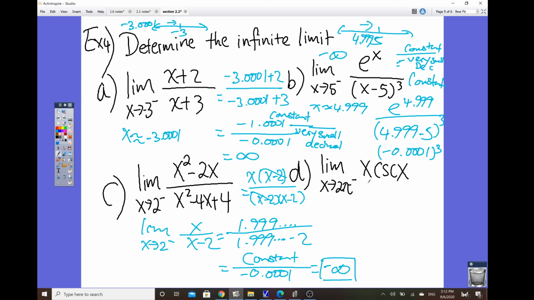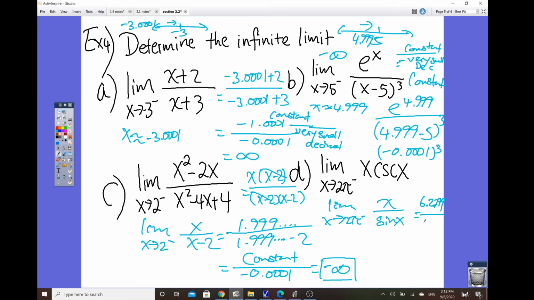And now what about for this? So x times cosecant of x. Another way that you can rewrite this one, it's like limit x goes to 2 pi from the left. If you're not quite sure what cosecant of x looks like, cosecant is written as 1 over sine of x. So this one is written as x over sine of x. Okay? So we do know that x goes to 2 pi from the left. So pi is 3.14 times 2, which is 6.28. So anything that's getting close to 6.28 from the left is like 6.2799999.